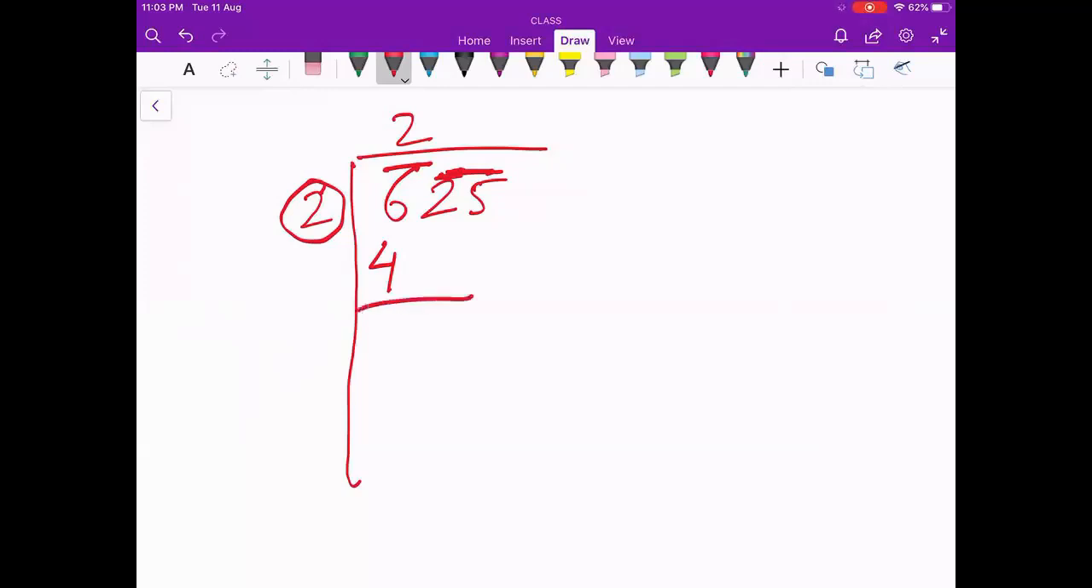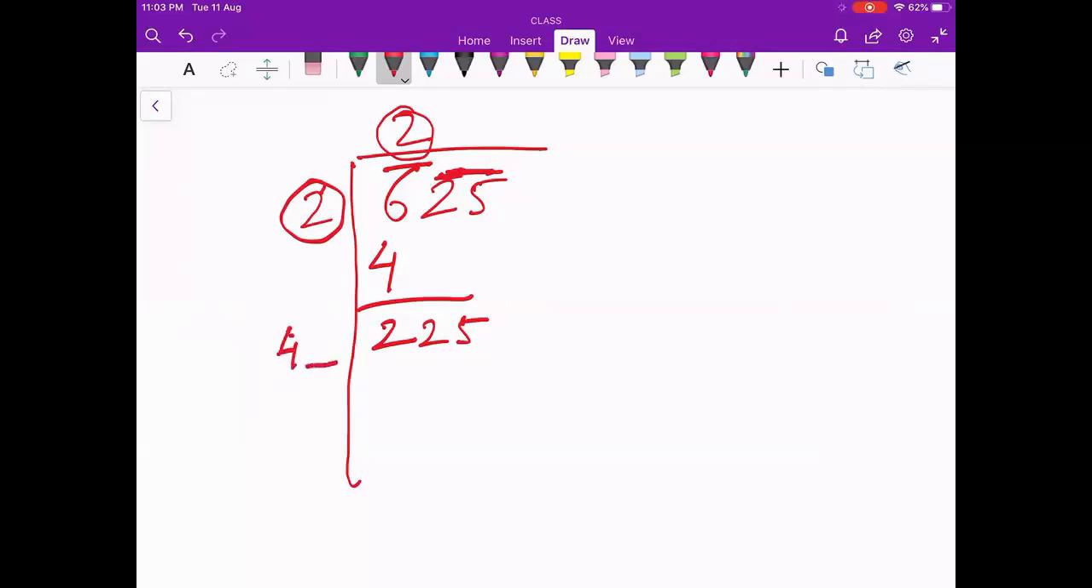Now the remainder will be 2, 6 minus 4 equal to 2. And we bring down the number under the next bar, that is 25, to the right of the remainder. So the new dividend is 225. Now the next step: this is the quotient up till now. We double this quotient, that is 2 into 2, and write it here, 4.